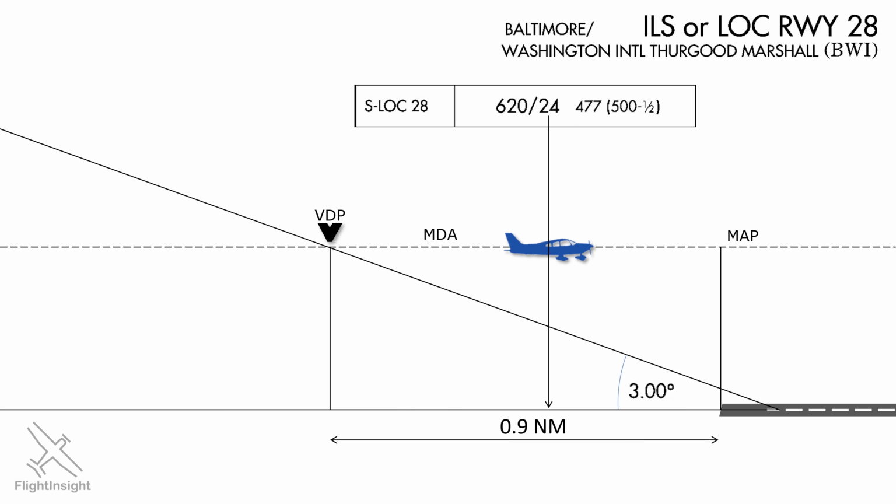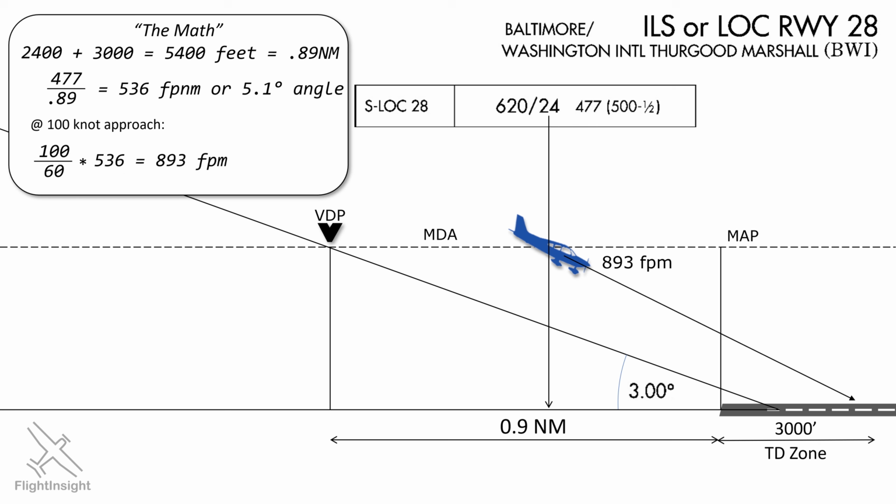Let's say we're doing a typical Category B approach speed of like 100 knots. If we want to make our touchdown zone the first 3,000 feet of runway from this point, at a height above touchdown listed at 477 feet, we'd need a descent rate of 893 feet per minute. The aggressive rate might not satisfy the requirement of 91.175 of a normal rate of descent. And if we used a less aggressive descent rate, we'd sail considerably past our touchdown zone, also not ideal.